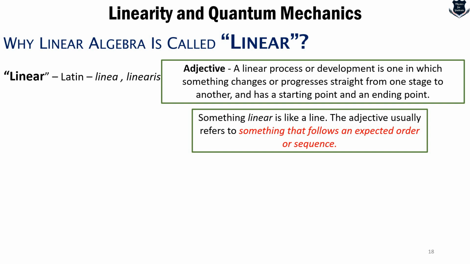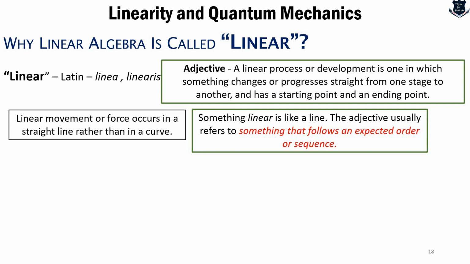And when we close our eyes and see a line, what do we see? It is an adjective and refers to something that follows an expected order of sequence. Remember, it is showing an expected order of sequence. And linear movement or force occurs in a straight line rather than in a curve. So we understand that linear is something which has a starting and an ending point, one stage to another, and most importantly, an expected order or sequence.